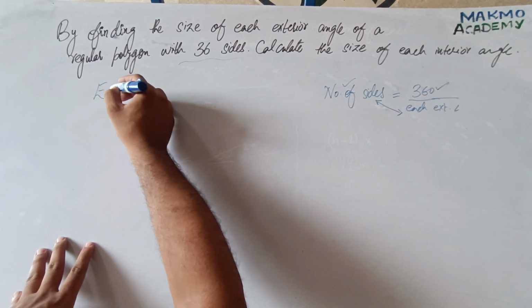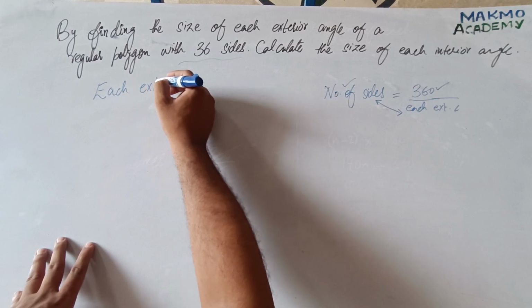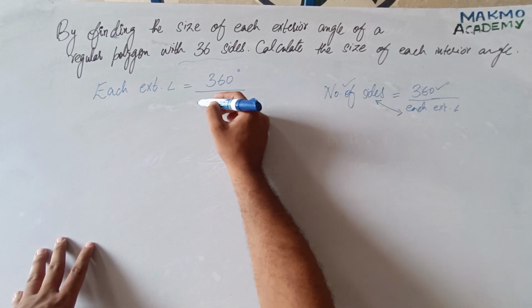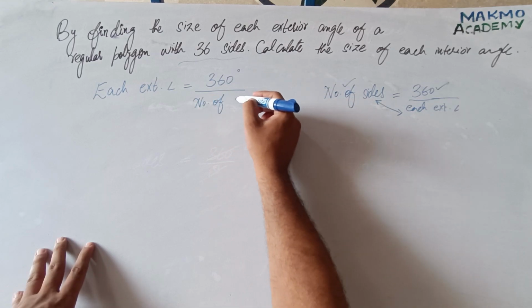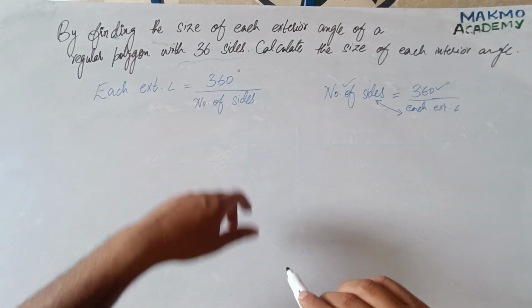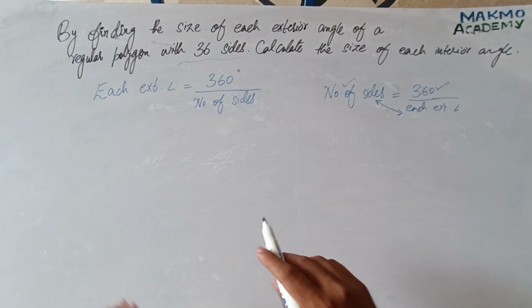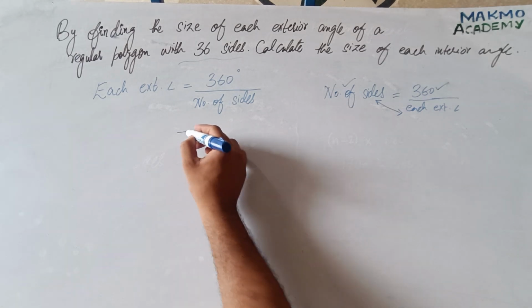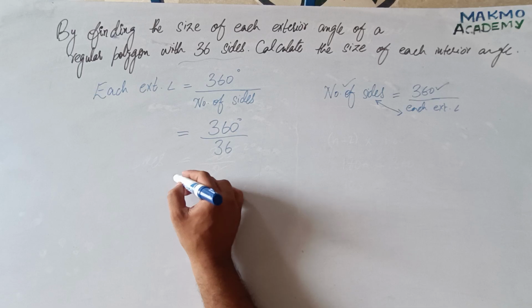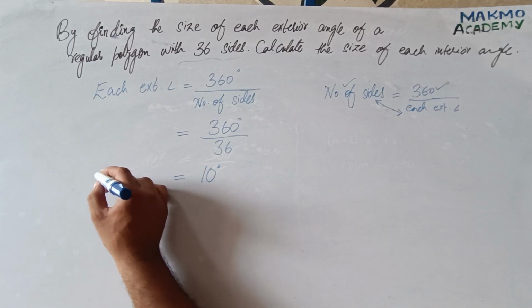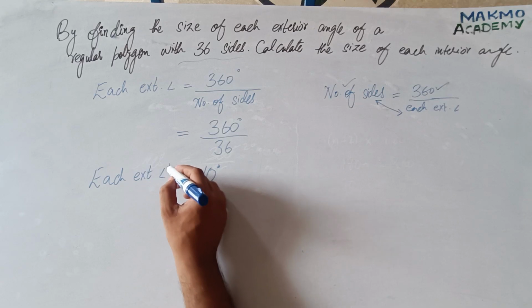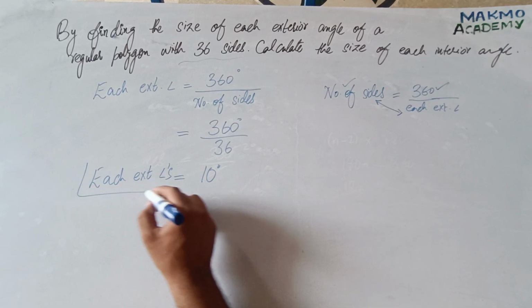So the formula would become: each exterior angle is equal to 360 degrees divided by number of sides. If we want to find each exterior angle, we divide 360 by the number of sides. So this will give us each exterior angle. So 360 degrees divided by the number of sides, 36 sides, means 10 degrees. So the size of each exterior angle of a 36 sided polygon is 10 degrees.